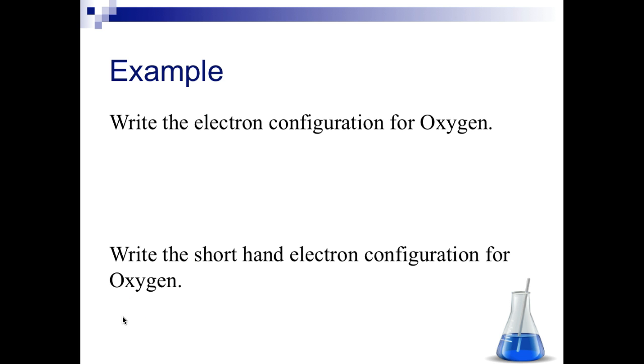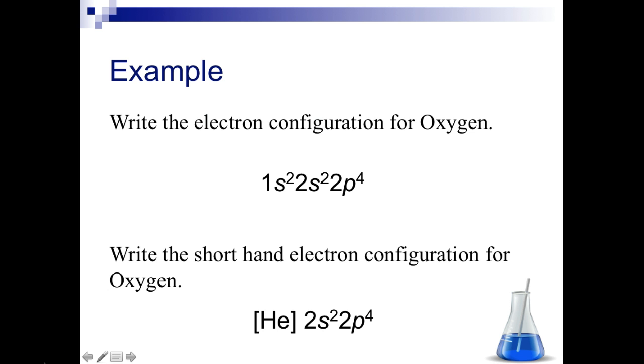Alright, so let's look at the electron configuration for oxygen. Oxygen has 8 electrons in it. So the electron configuration would be 1s2, 2s2, 2p4. And then we're going to write the shorthand electron configuration for it. Again, the noble gas that you're going to use is helium. Helium takes care of the 1s2. So then just write what's left, which is 2s2, 2p4.